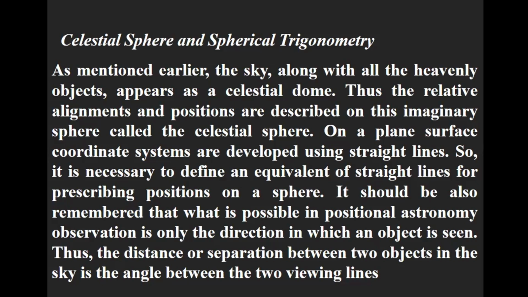Now, we should remember that in all astronomical observation, the only thing we see is the direction in which an object is seen. We don't know a position or anything else. We only see that it is found in that direction. Remember, that is the only thing which is visible or possible in observational astronomy. Thus, the distance or separation between any two objects in the sky is nothing but the angle between the two viewing lines. Suppose object A and object B, so the only difference will be the angle between the two.